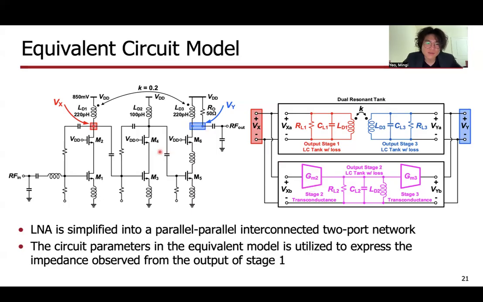So GM2 captures the cascode transistor of the second stage. The RLC tank here maps to the RLC tank that we have at the output of stage 2. And GM3 captures the transconductance of this cascode transistor of the third stage. The circuit parameters of this equivalent model will be used to express an impedance equation looking into the output of stage 1 and also the output of stage 3.